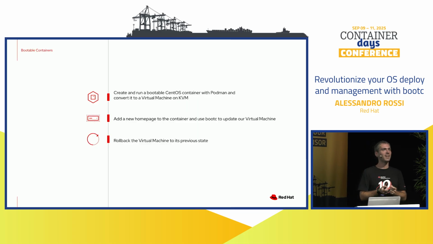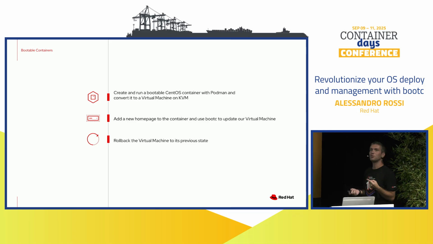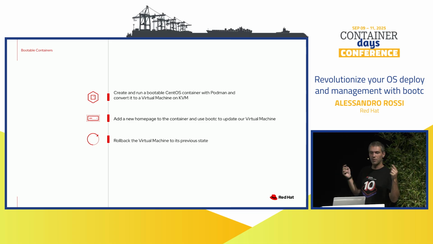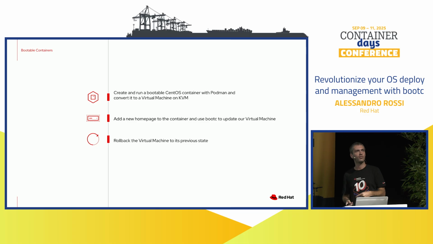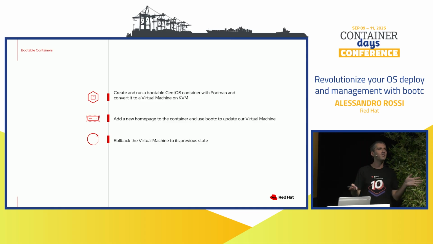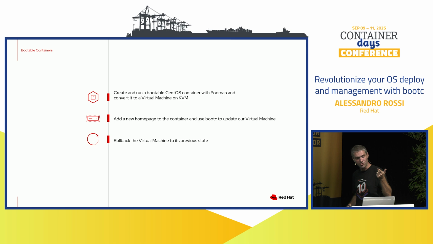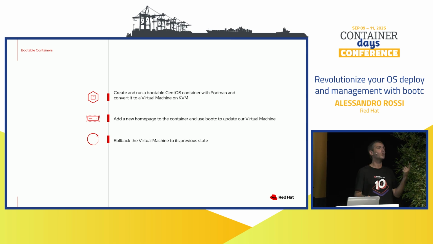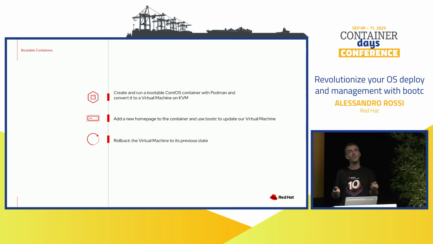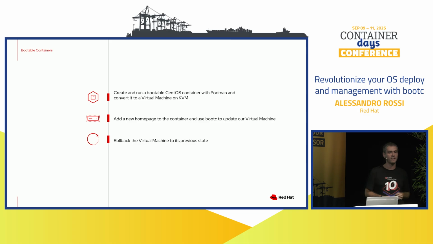So we have 3 use cases for today. The first one, we are going to create a CentOS container, and we are going to convert it into a virtual machine on KVM. It will be a very simple image, HTTPD with an index.html. Second use case, we are going to update all the packages of the system, and we are going to deploy a new index.